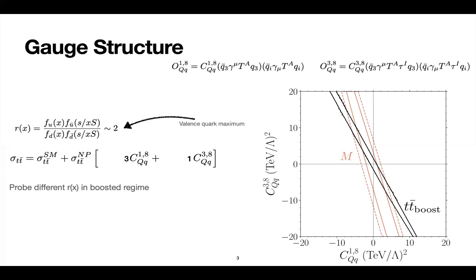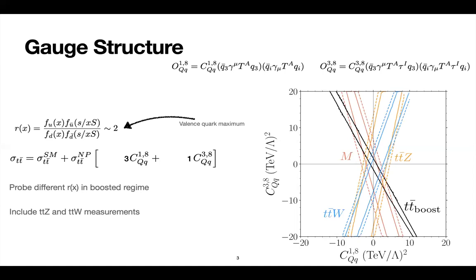And you see that indeed you are sensitive to a different direction. You can do even better by introducing t t-bar Z and t t-bar W measurements that probe even more orthogonal directions. And by combining everything, you pin down a very narrow allowed region. And especially if your measurements were to deviate from the standard model predictions, that would give you a hint at the possible realization of the gauge structures in your UV theory, in this case, the SMEFT.